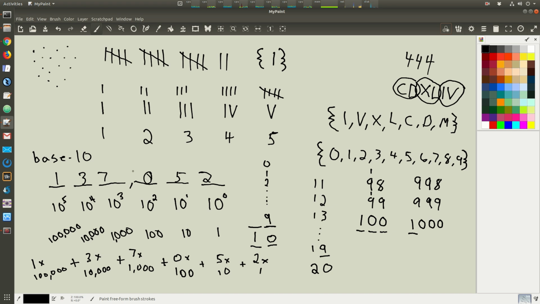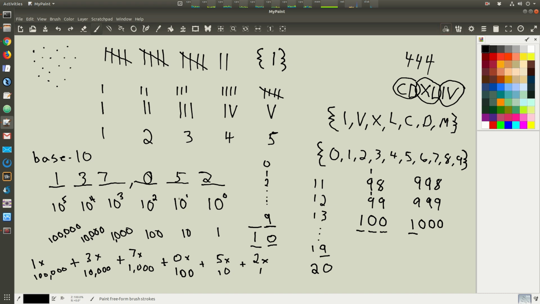But again, the numbers can be represented in different ways. So when we talk about different bases, which we're going to talk about next, we do the same exact thing as we've done in base 10. We have individual placeholders, but the value of those placeholders is different.